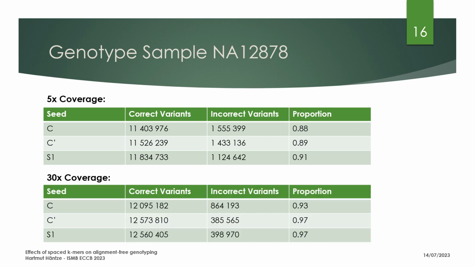Having 30 times read coverage, it gets a little bit more complicated. We see that the spaced k-mers now perform as good as the contiguous k-mers. Those have a proportion of 97%. And if we look at the absolute numbers, we see actually the spaced seeds perform even a little bit worse.